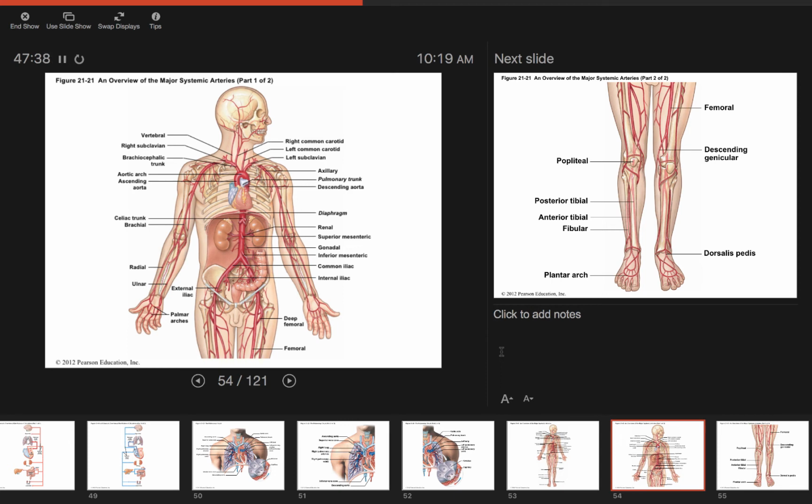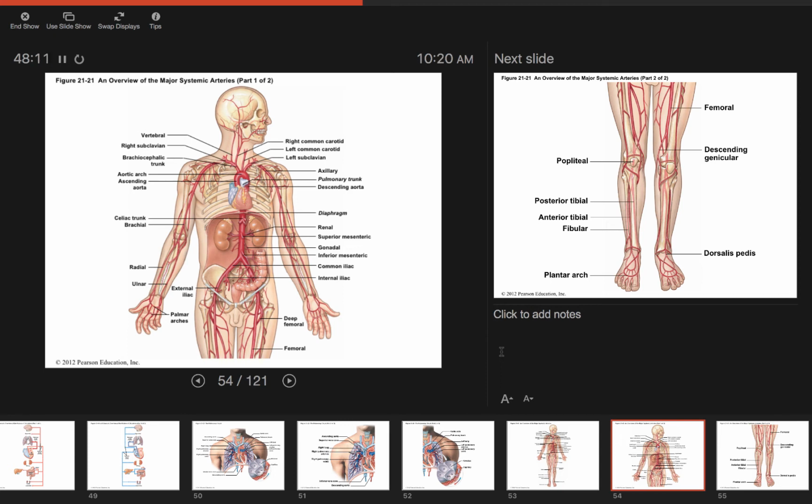Same vessel, it just changes names because it's in a different area. The right axillary artery becomes the right brachial artery in the brachium, in the arm. Okay? And then the brachial artery gets to the elbow, and then it divides. It becomes the ulnar artery on the pinky side, so on the medial side, and the radial artery on the thumb side. Okay? It's going to be the same exact way on the left side of the body.